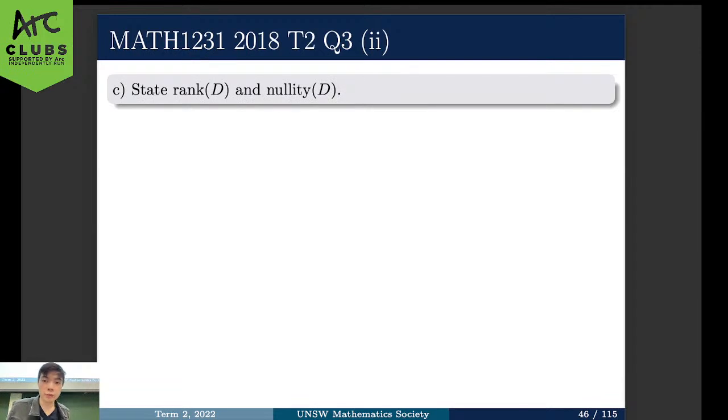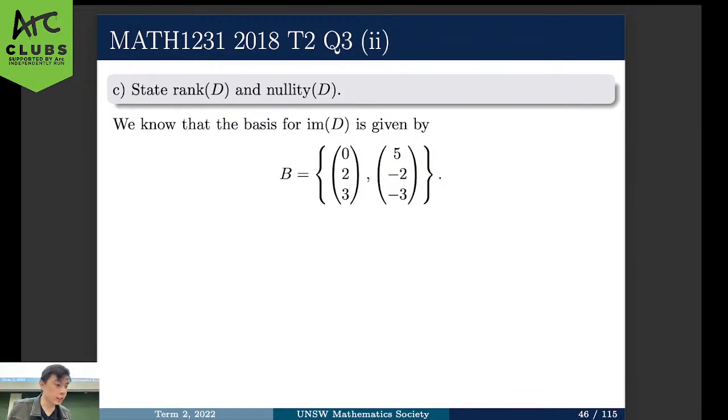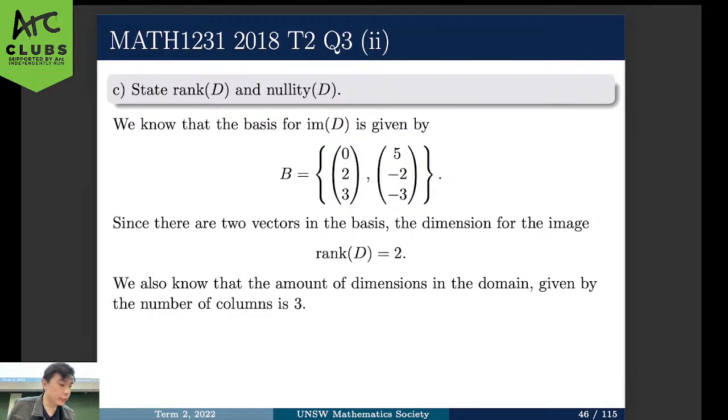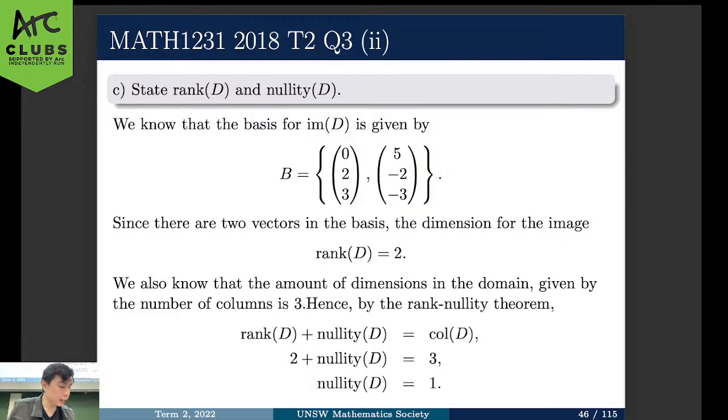Now we want to find the rank and nullity of our matrix D. The rank is the number of dimensions of the image of D, and we know that the image of D has a basis of 2 vectors. Since there are 2 vectors, by definition, there are 2 dimensions. And so we have rank equal to 2. We also know that D has 3 columns. So by the rank-nullity theorem, the rank plus nullity is equal to the number of columns. So 2 plus nullity is equal to 3, and we can solve for nullity, which is 1.